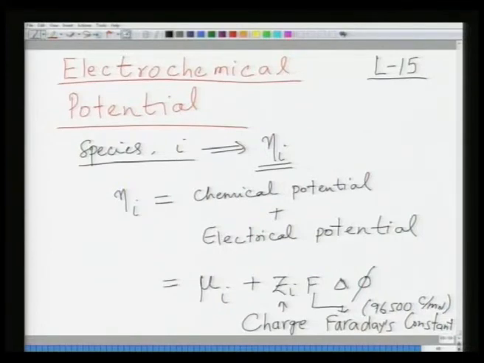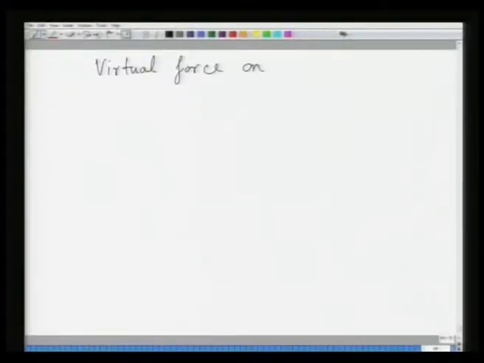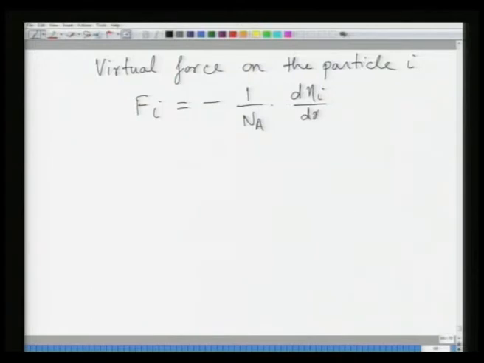And now, we know that the virtual force on the particle, as we defined earlier, and we can call it a particle, though it is really an entity, the virtual force on the particle I is nothing but the negative gradient of eta I. So, the virtual force F I is given as minus 1 by N A into d eta I by dx. This is how we defined this virtual force earlier in the beginning of this module.